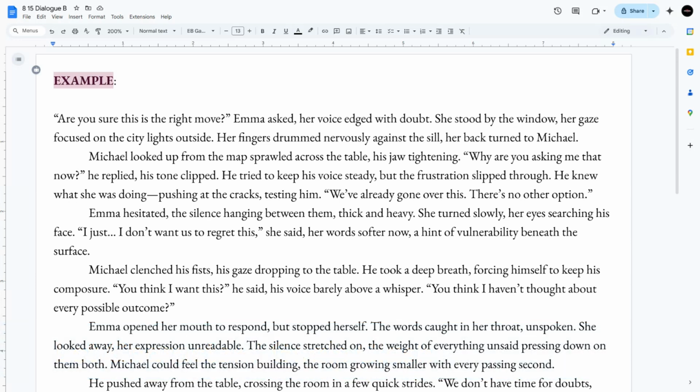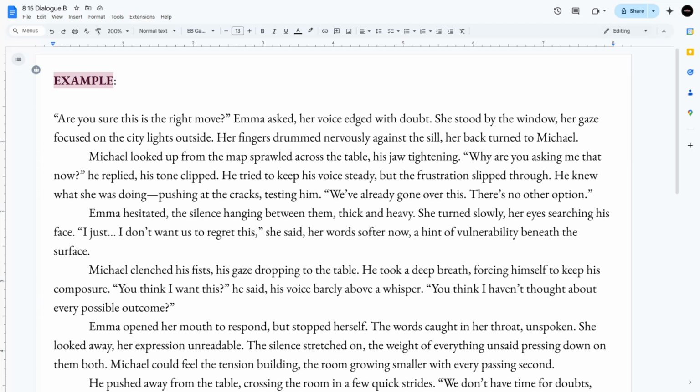All right. So, example. Here we go. Are you sure this is the right move? Emma asked, her voice edged with doubt. She stood by the window, her gaze focused on the city lights outside. Her fingers drummed nervously against the sill, her back turned to Michael. Michael looked up from the map sprawled across the table, his jaw tightened. Why are you asking me that now? He replied, his tone clipped. He tried to keep his voice steady, but the frustration slipped through. He knew what was going on, what she was doing, pushing at the cracks, teasing him. We've already gone over this. There's no other options. Emma hesitated, the silence hanging between them, thick and heavy.